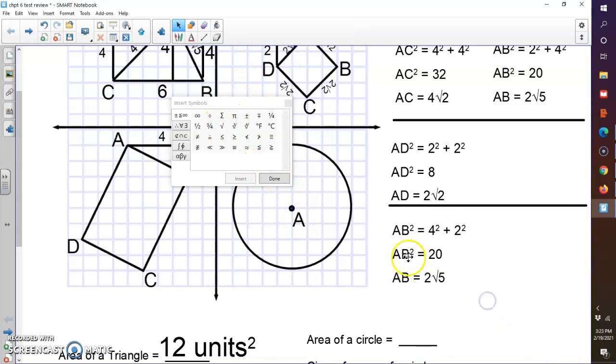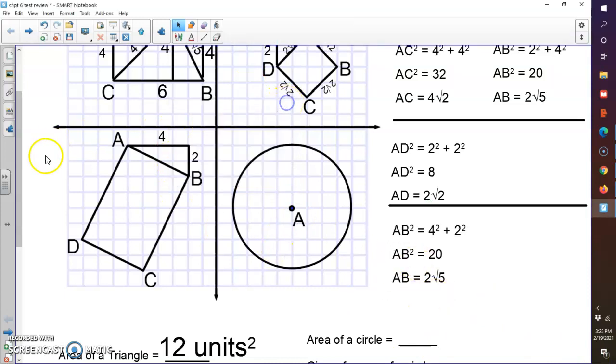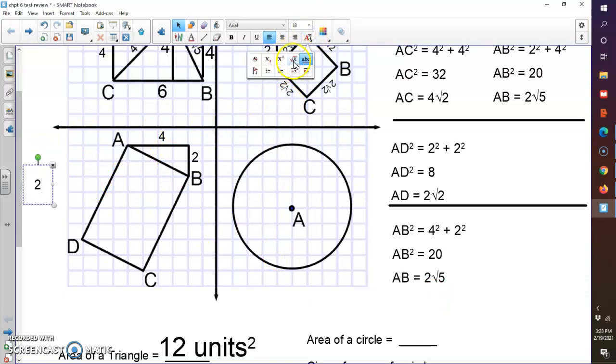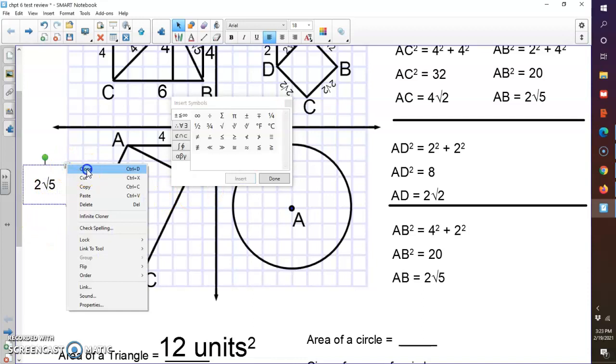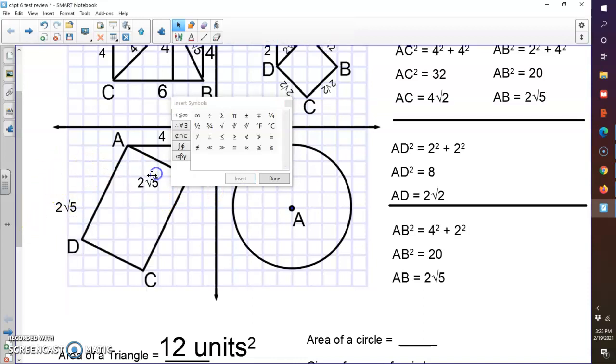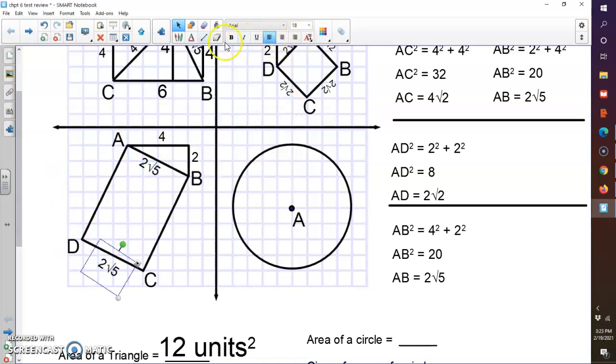Okay. AB is 2 root 5, which then means the DC is going to also be 2 root 5 because we're dealing with a rectangle. This is 2 root 5, and this is 2 root 5. Now I need to find AD. And once I find AD, I get BC as well.